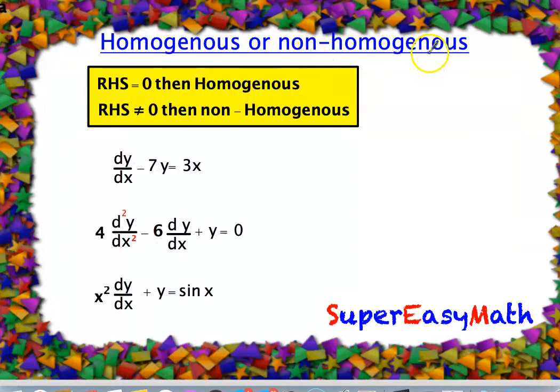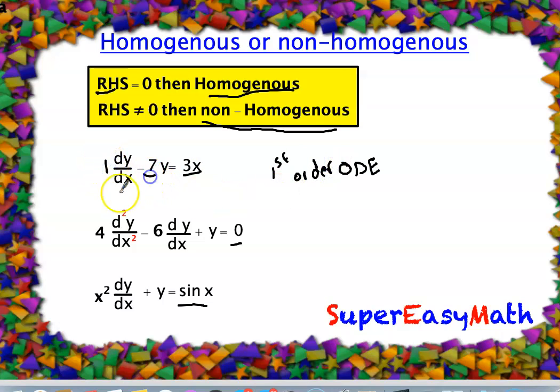Homogeneous or non-homogeneous differential equation. So just look at the right hand side, this one. If it's 0, then we call it homogeneous. If it's not 0, then it's non-homogeneous. So for this one, it's an ODE, first order, with constant coefficients, 1 and -7, and non-homogeneous differential equation, because here the right hand side is not 0.